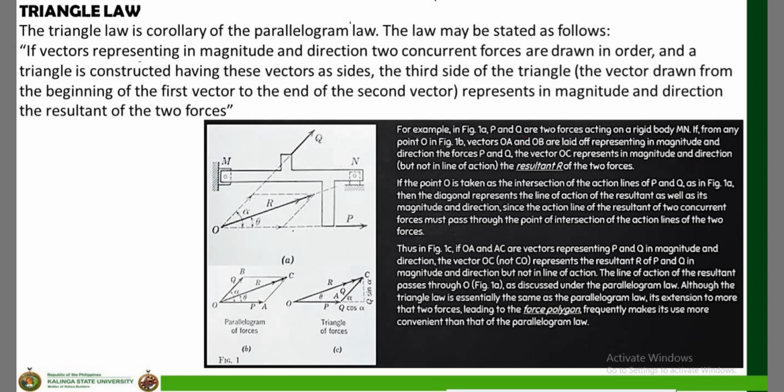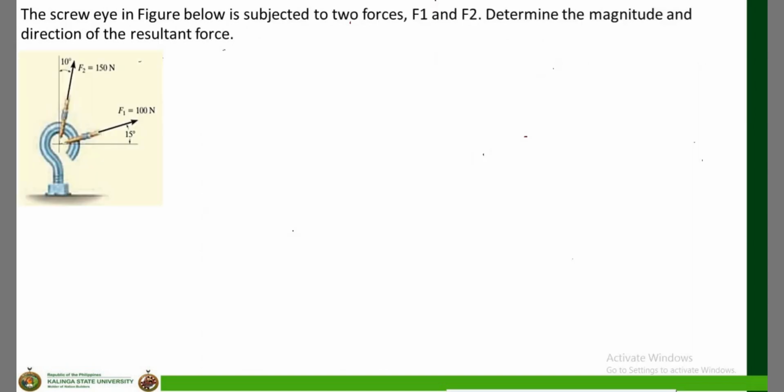Then, from that parallelogram, draw again a triangle. And to further understand how this triangle law works, let's have this example. The screw I in the figure below is subject to two forces, F1 and F2. Determine the magnitude and direction of the resultant force. Let's set F1 at 100 newtons and F2 at 150 newtons.